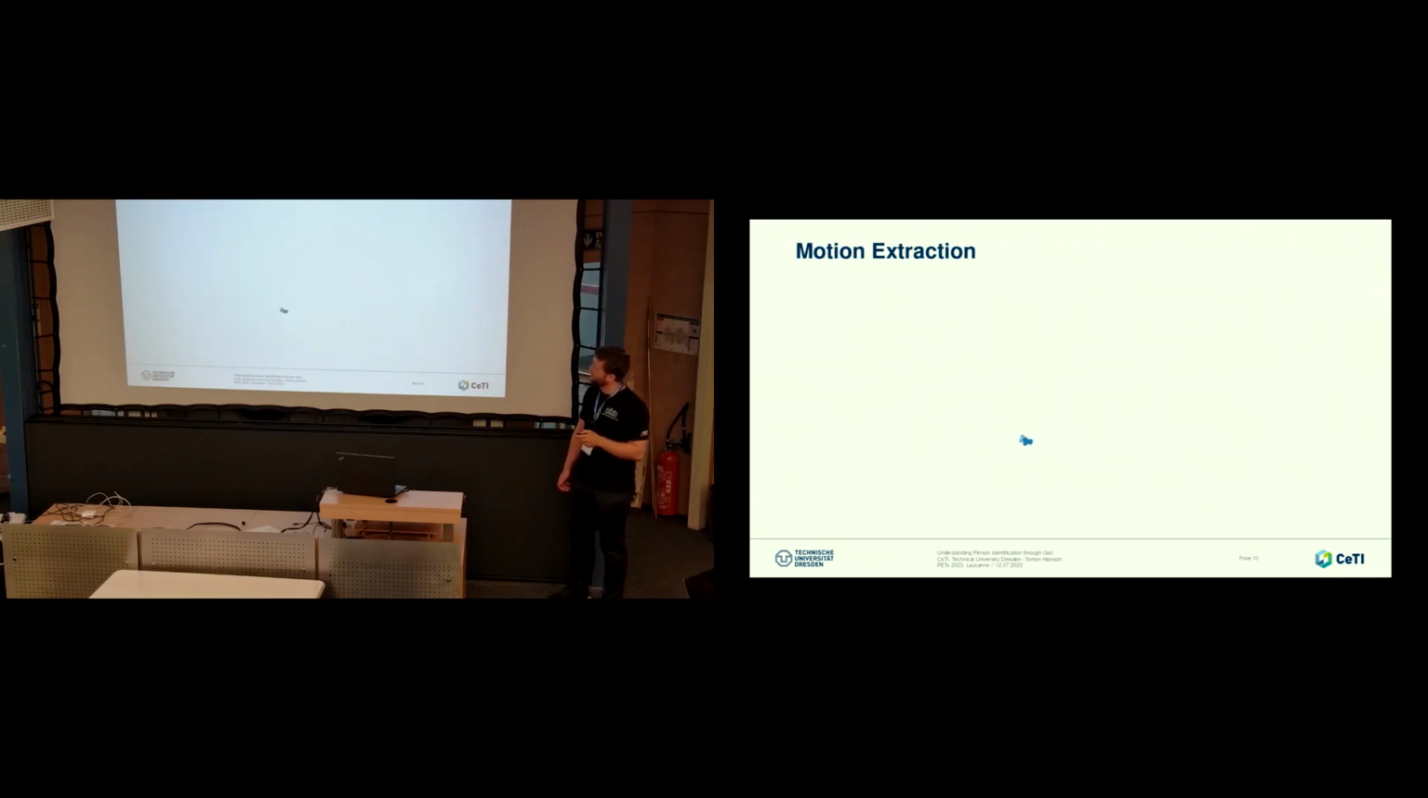And then this is our motion extraction. So we removed the overall shape. You can't recognize that it's the person anymore, but you can still see that some points are more important than others. They move more than the others.